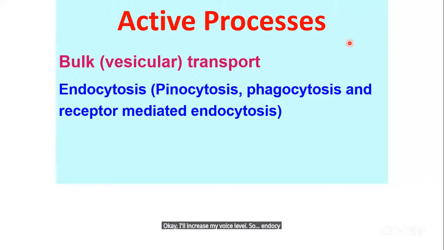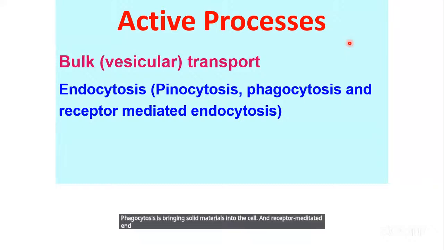So endocytosis means bringing things into the cell from the outside of the cell. An example is pinocytosis, which specifically points to bringing liquid into the cell. Phagocytosis is bringing solid materials into the cell. And receptor-mediated endocytosis means there's a protein on the surface of the plasma membrane that binds a molecule and brings it into the cell.